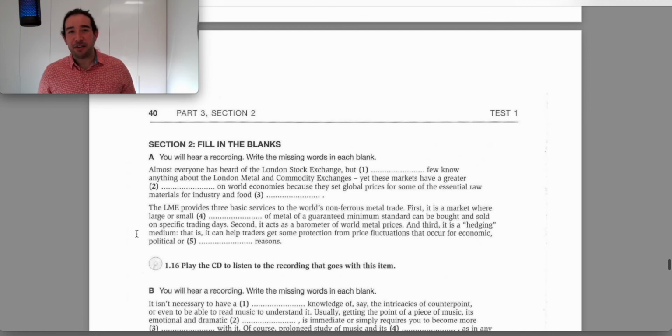Nice, we have a different one, fill in the blanks. This is one of my favorite activities. We have a blank text like we do here, and all we have to do is to listen and write down the missing words. So for example, almost everyone has heard of the London Exchange, but very few know almost anything. In this case, I just said the word very, so you would put very few. You just need to write down whichever word is said. Simple as that.